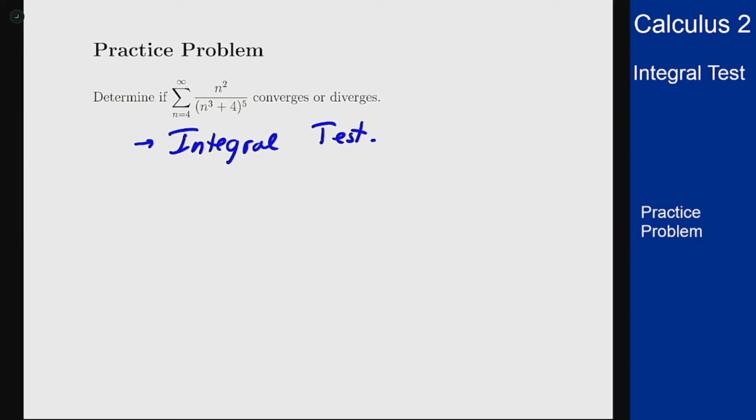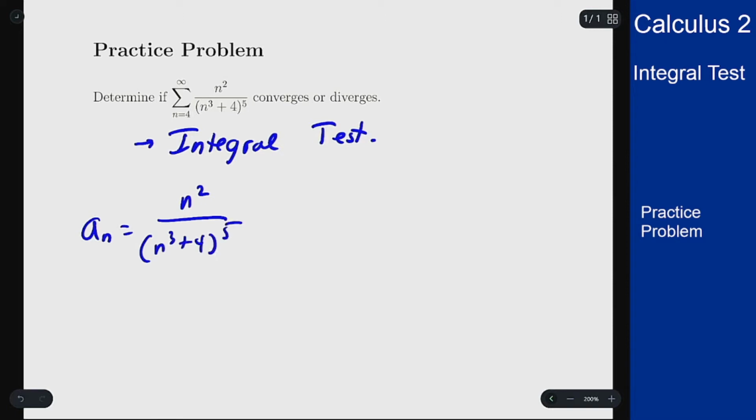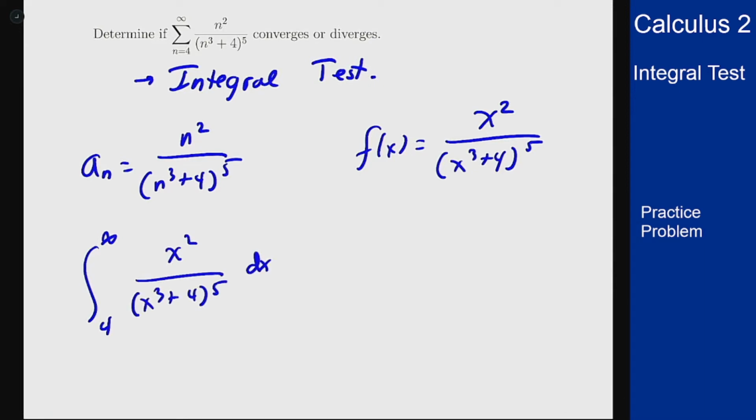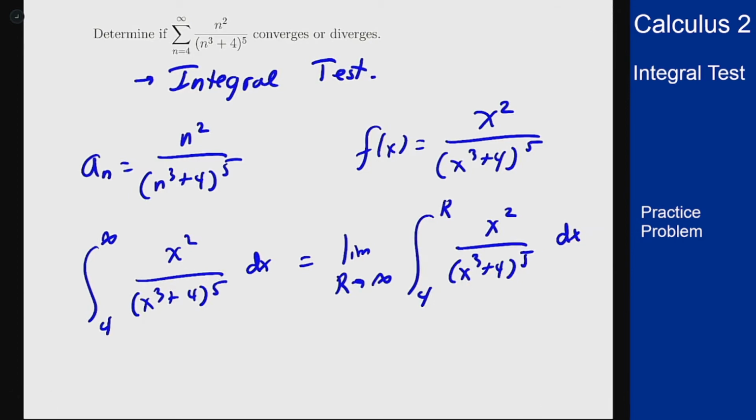So our sequence inside here is a_n, which is n squared over n cubed plus 4, all to the fifth power, which means I define the function f(x) to be x squared over x cubed plus 4, all to the fifth power. And I'm going to look at the improper integral from 4 up to infinity of x squared over x cubed plus 4 to the fifth. And to work this integral out properly, we're going to replace the upper limit infinity by an r, and we'll send r to infinity. We can solve this integral using substitution.